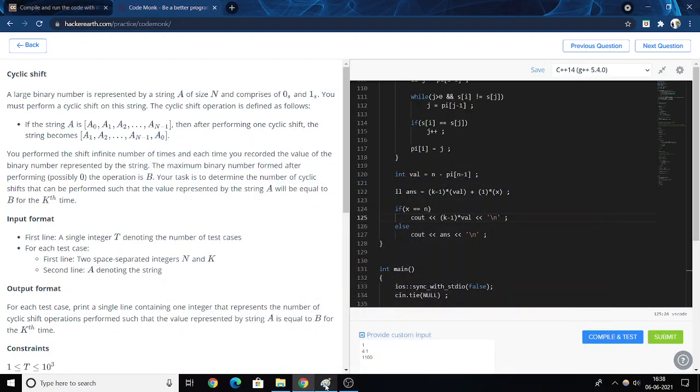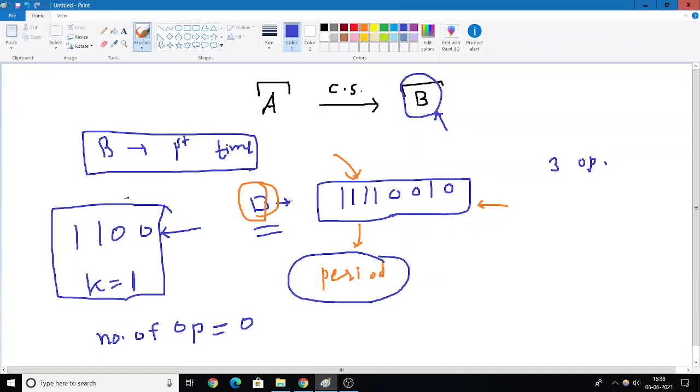So yes, that's why we write if x is n, then we don't need to perform any operation. Otherwise the answer is k minus 1 times period plus this x. So this was the idea of this problem.